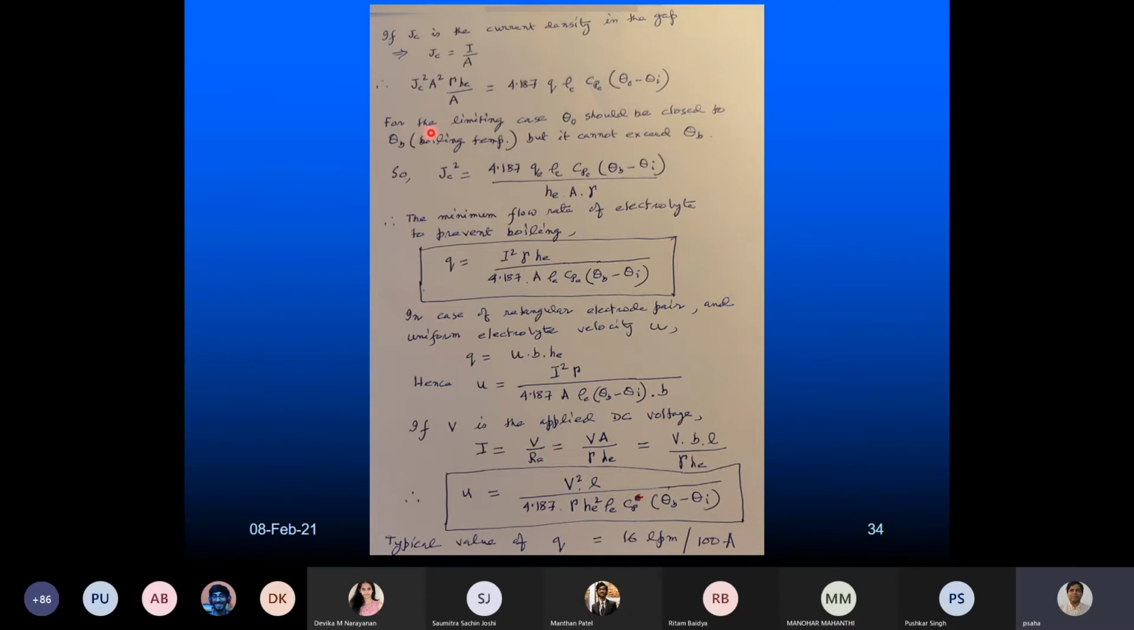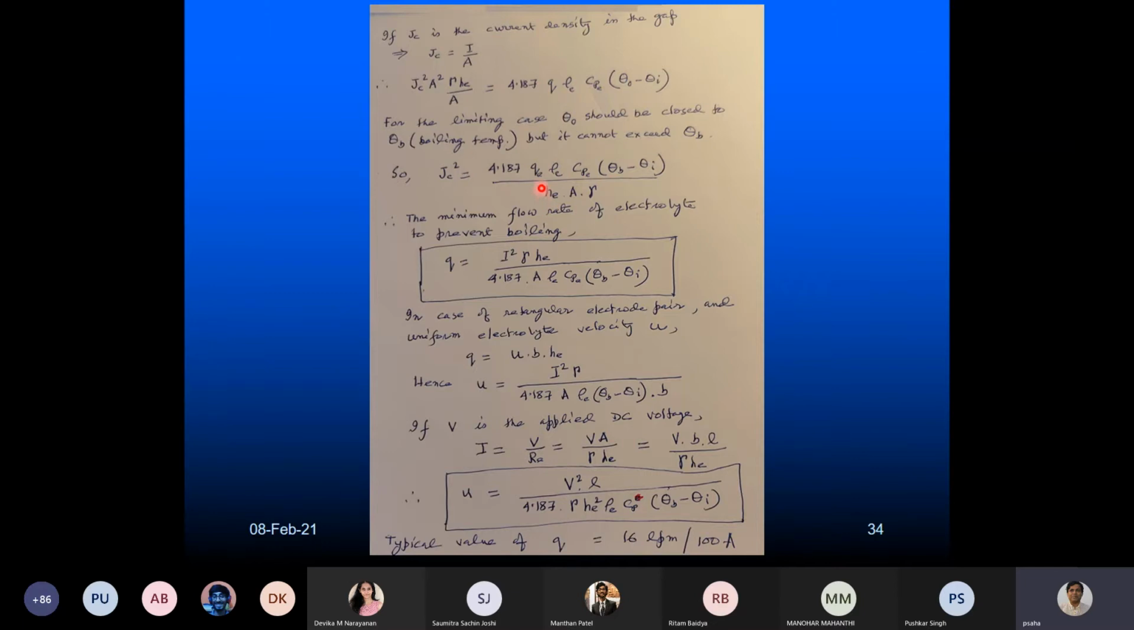So we are trying to have a limiting case, a limiting value of theta O, so that it can be close to theta B, but it cannot exceed theta B. Theta B is basically the boiling temperature of the electrolyte. If it is 100 degrees centigrade, maybe it can be around 95 or 98 degrees centigrade, but it should not start boiling. So we are assuming it is just the limiting case only. So Jc square becomes, from this relationship, with theta O replaced by theta B.